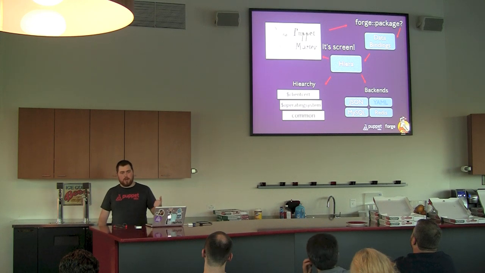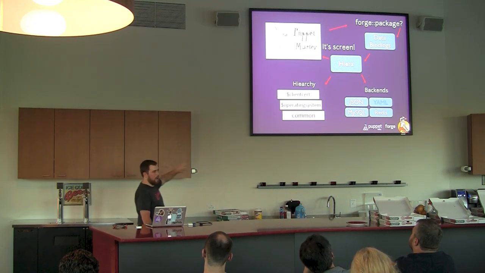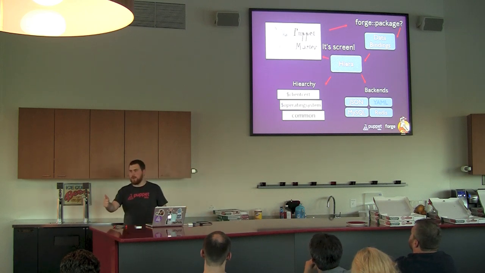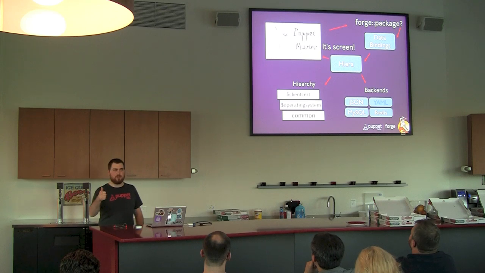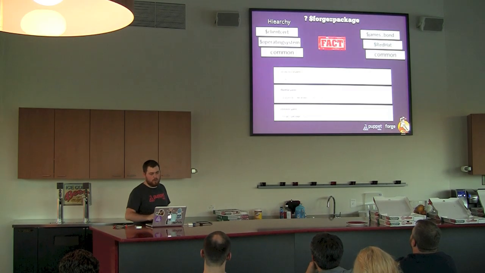But let's say it goes through data bindings, it contacts Hiera, it goes through my hierarchy, and then it gets back the package name of screen. So now my Puppet Master knows, oh, I had the forge package variable, I needed to know what the value was, and Hiera told me it's screen. How did it know that?